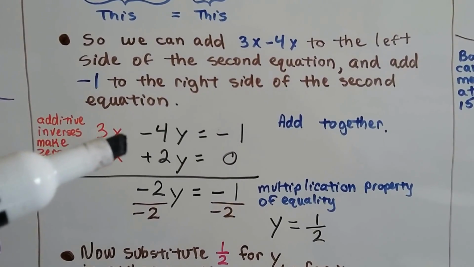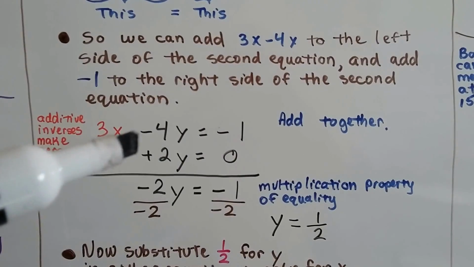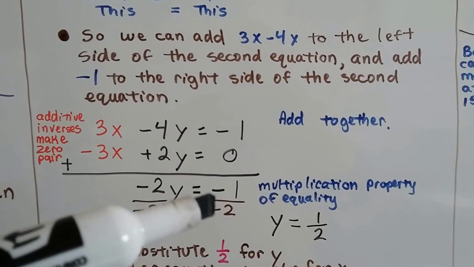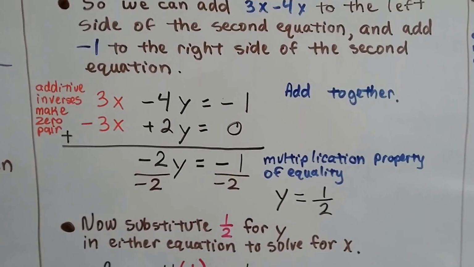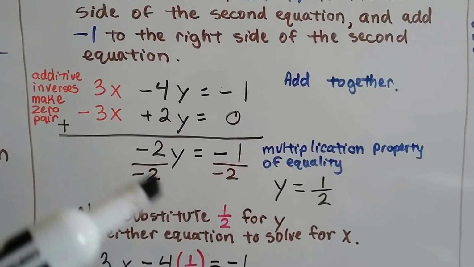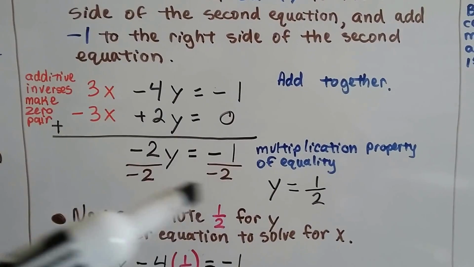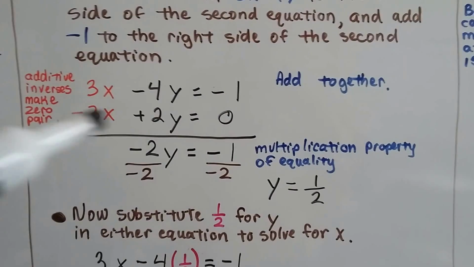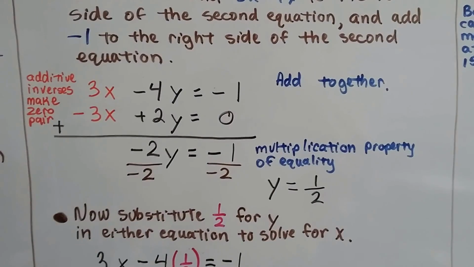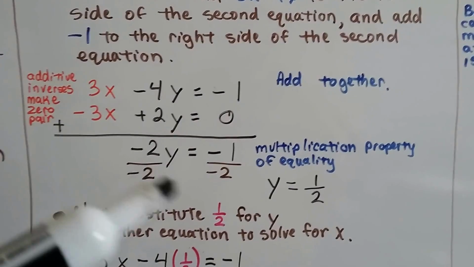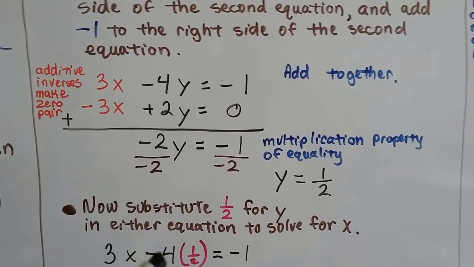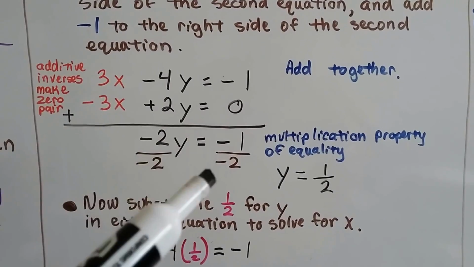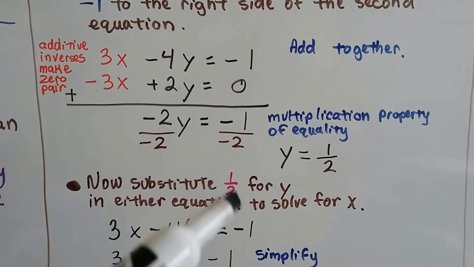What we're left with is negative 4y plus 2y is a negative 2y, and a negative 1 plus 0 is a negative 1. The multiplication property of equality says that we can divide each of these terms by a negative 2, that coefficient. We could have multiplied by the reciprocal of this coefficient, but there were no fractions in this problem, so it's easier to just divide quickly. It's the same thing. So we get a positive 1y equals a half. See? Now we can substitute that half for the y.